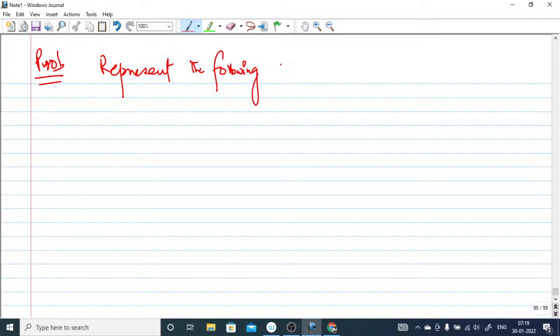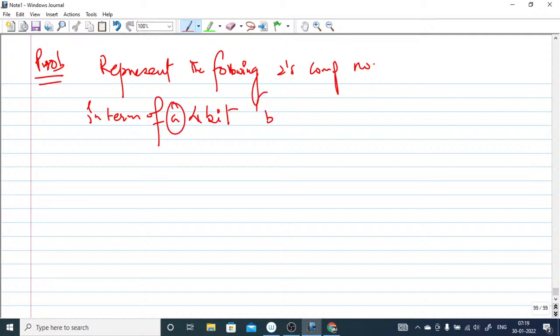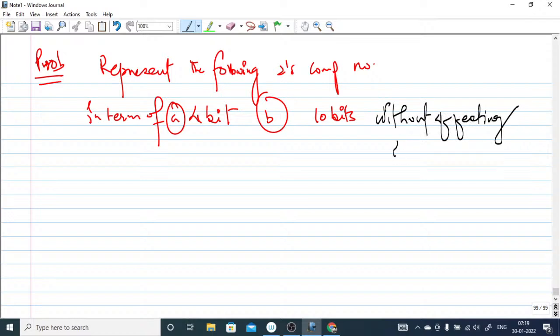Now what we will do here is take one of the important problems: represent the following 2's complement number in terms of 4 bits and 10 bits without affecting its value. It is very, very important to understand that.